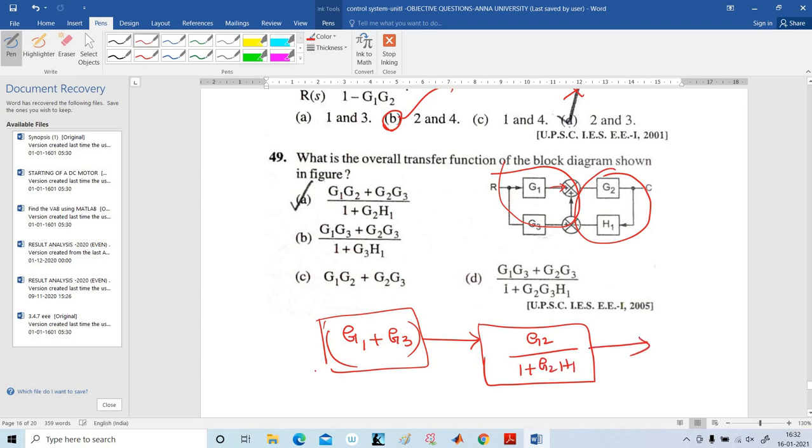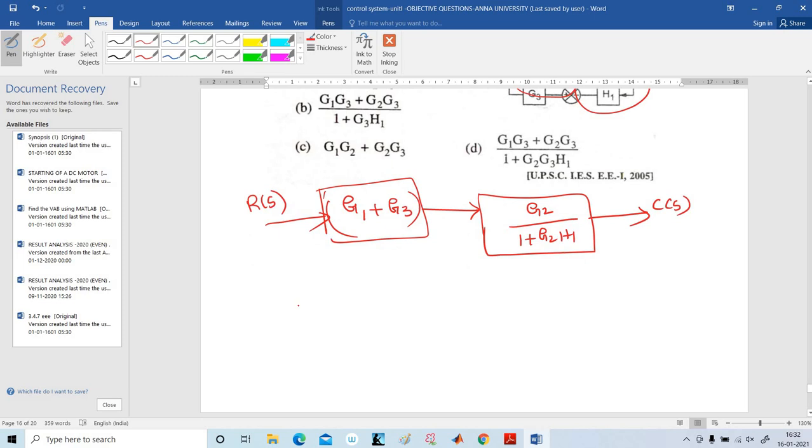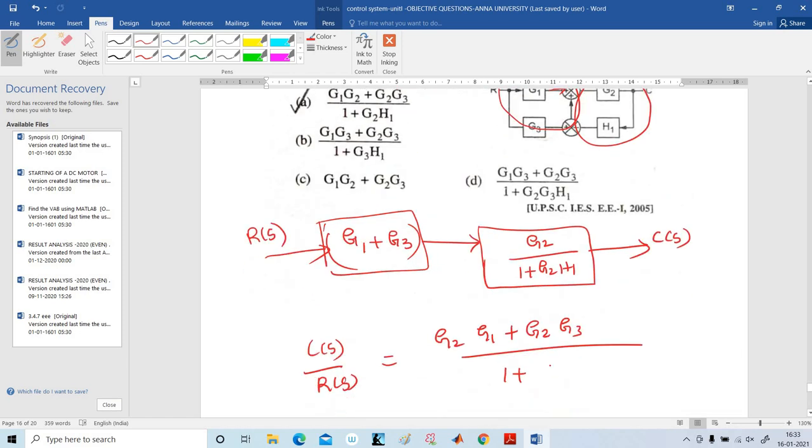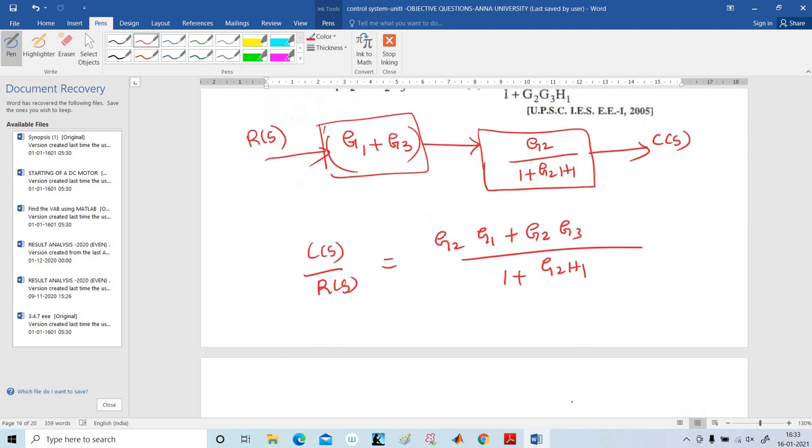Now both the blocks are connected in series. Here this is R of S and this one is C of S. Both are connected in series. So what is C of S divided by R of S? That is equal to G2 into G1 plus G2 into G3 divided by 1 plus G2 H1. This is the correct answer. So option A is the correct answer.